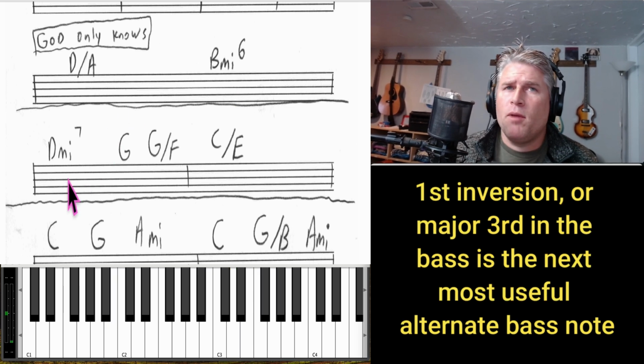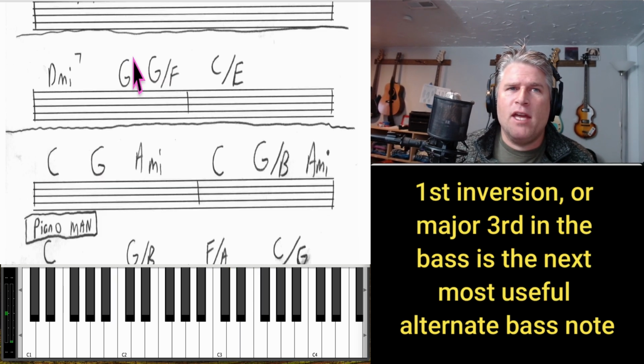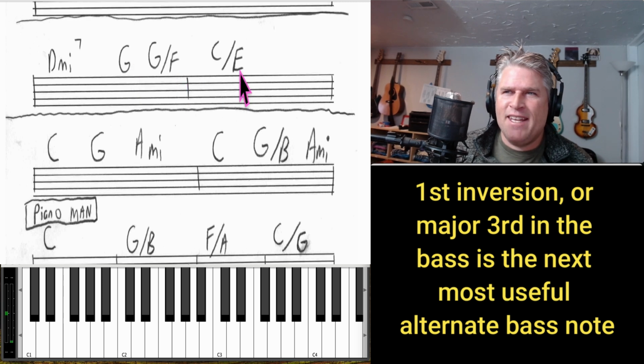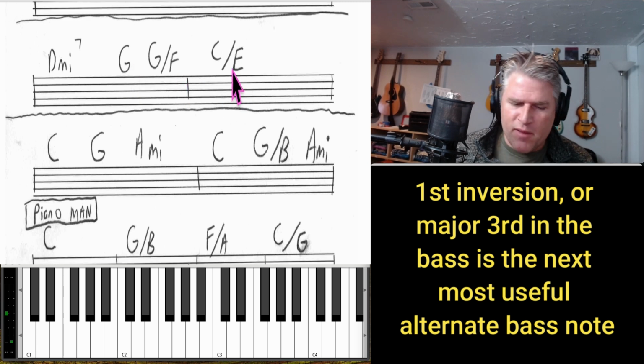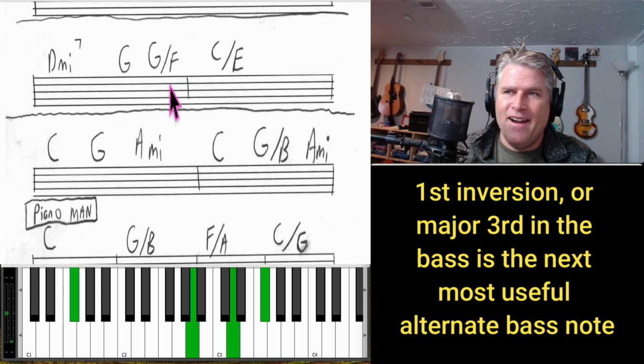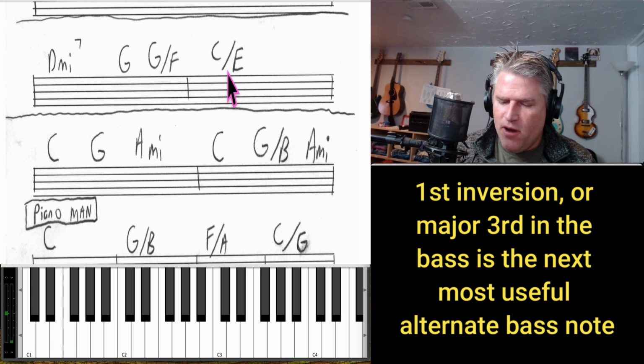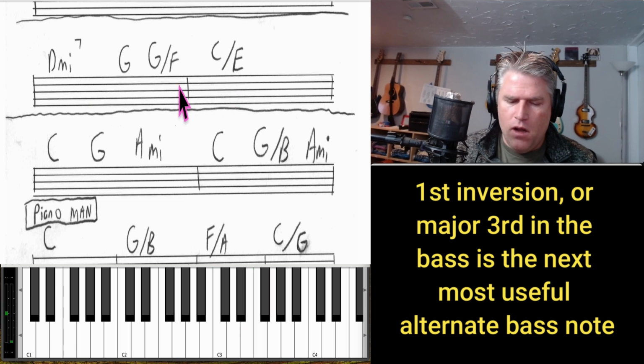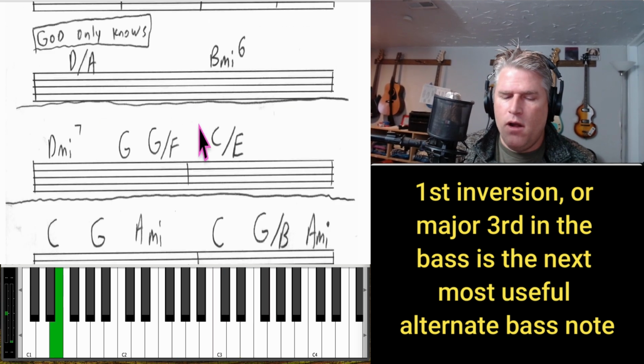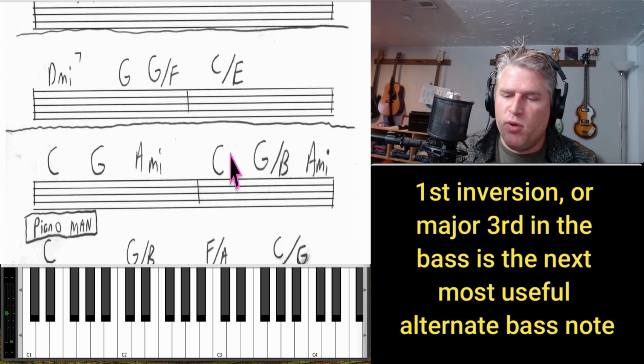The next most popular alternate bass note has got to be the major third. I said it has that sort of 80s sound and it wants to move to something. So if I was in C major, and it has that kind of 80s build-up sound.